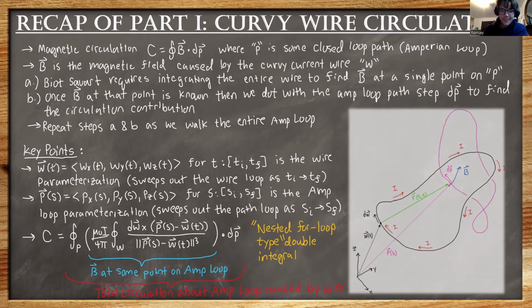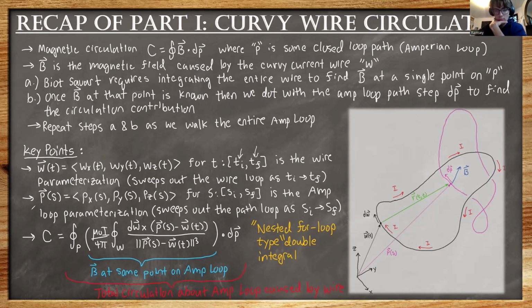So a couple of important takeaways here is, once again, the wire is a parametric curve of this form. We'll parameterize it with some parameter t that does not represent time. It's just some parameter, where if we run t from some initial value to some final value, that will take us around the entire loop once. So it sweeps out the entire wire loop as we go from t initial to t final.